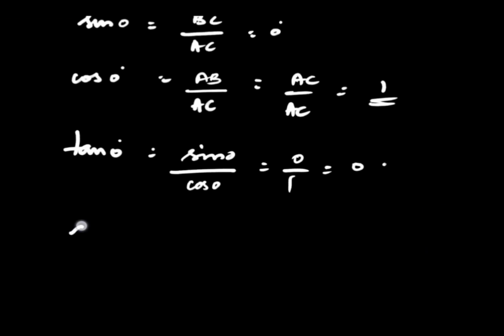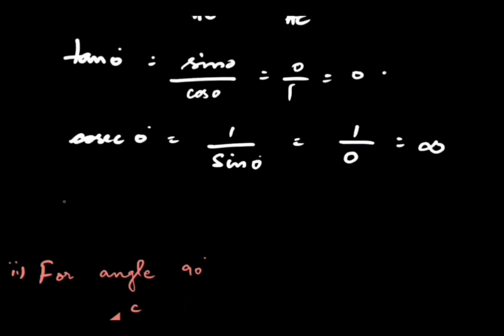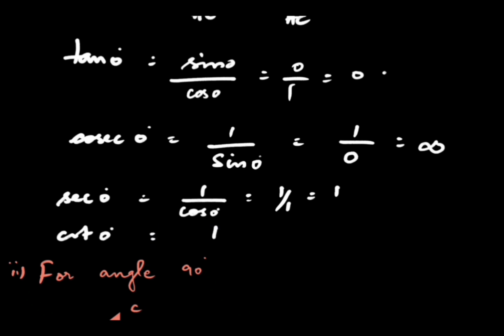Similarly, cosecant 0 is inverse of sine. Now we have got sin 0 as 0. 1 by 0 is undefined. Secant 0 is 1 by cos 0. That is 1 by 1 is equal to 1. Cot 0 is also undefined because it is the inverse of tan. 1 by 0 is undefined.